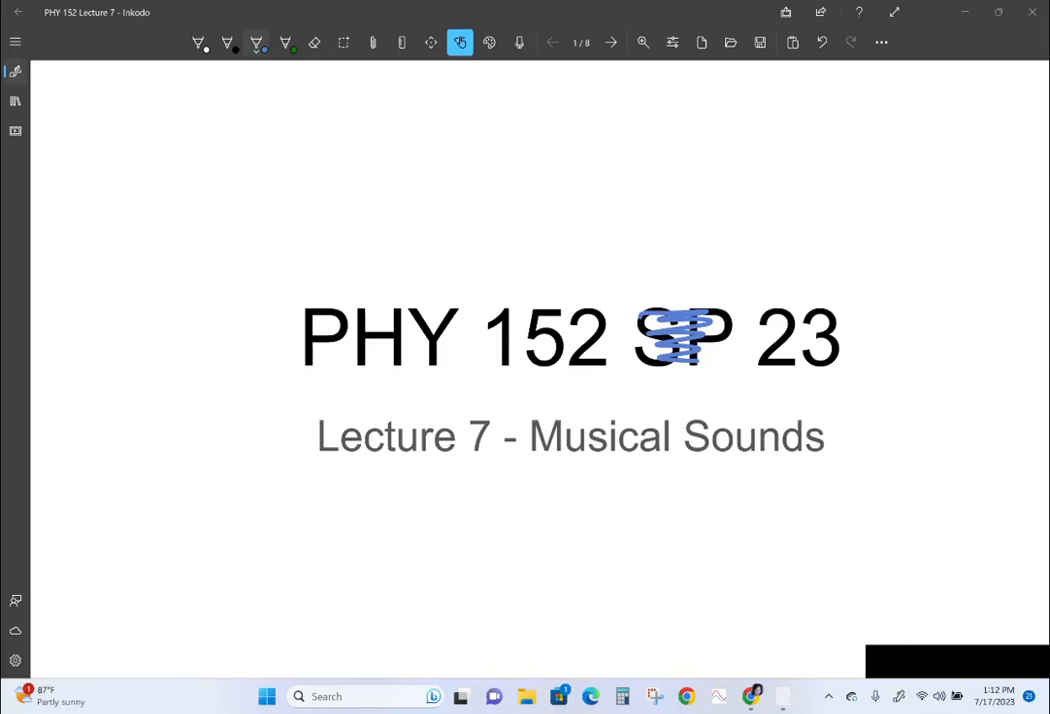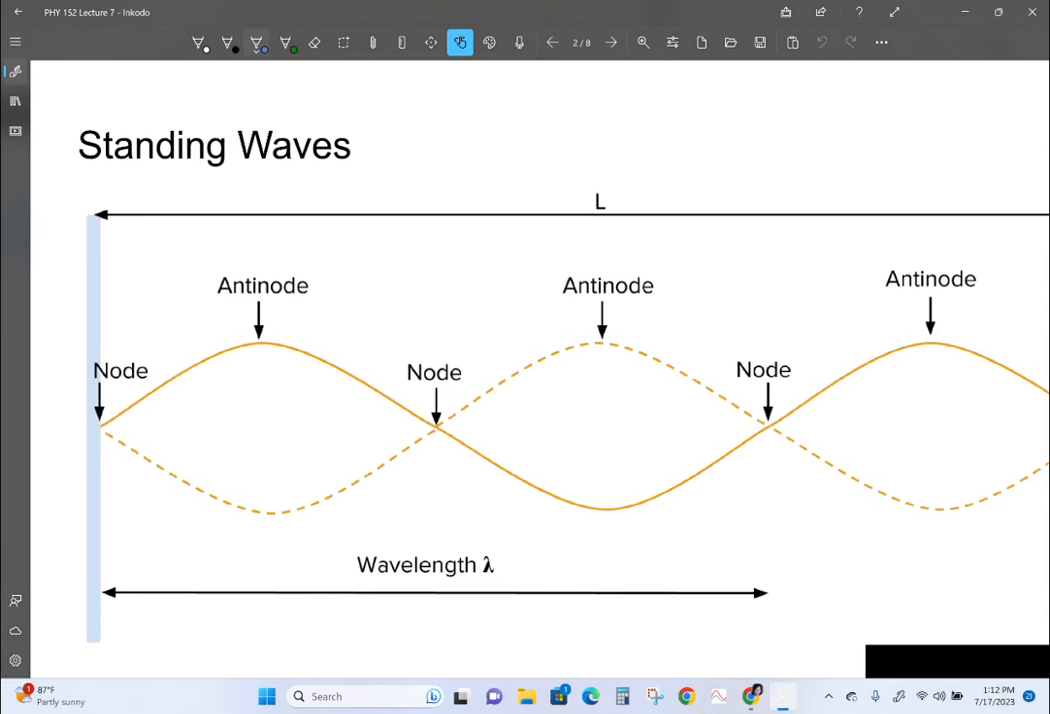All right, so let's continue our discussion of waves and sound by finishing it with a discussion of musical sounds. A musical sound is produced by creating a standing wave. Just think about taking a rope and shaking it up and down. When you look at that rope, it looks like the wave is standing still.